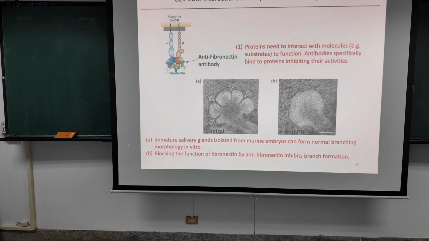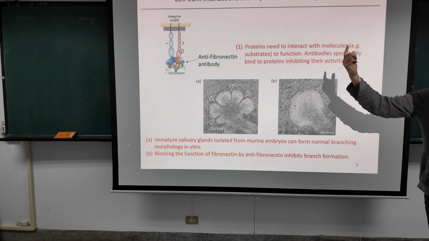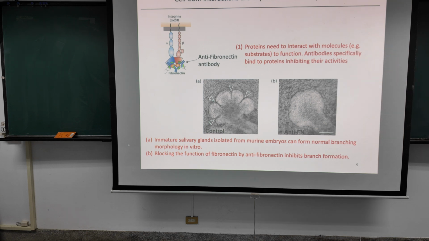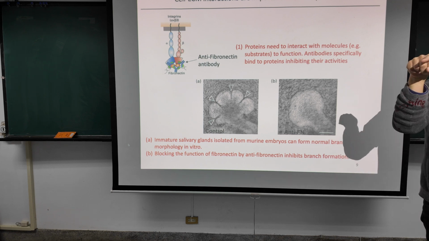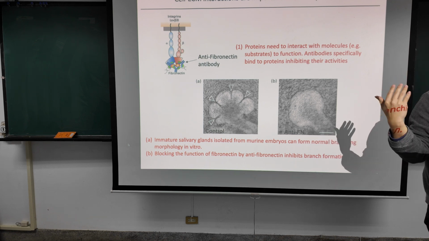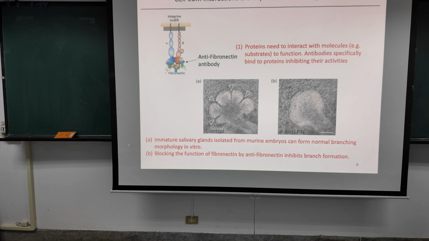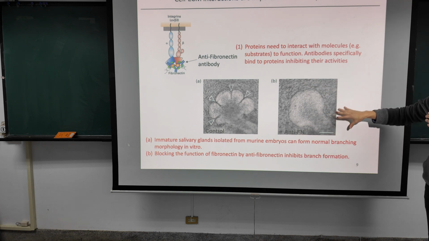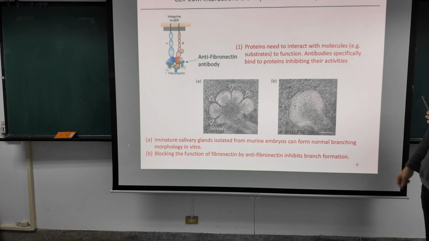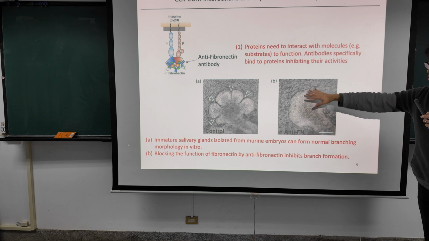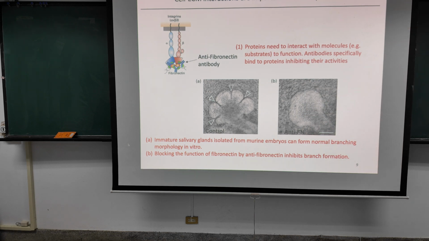They need to directly interact with their partner or their substrate. So if you use an antibody which has a strong affinity to bind that protein, it will cover the whole surface space of that protein. That protein cannot touch its substrate. It will become malfunctional. Okay? So that is what the anti-fibronectin antibody does in the reaction. It will block the whole function of the fibronectin and block the cell-ECM interaction, and you cannot see the normal branch pattern.